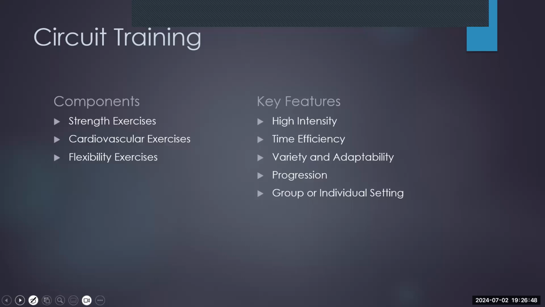The goal being to build muscular strength and endurance. Cardiovascular exercises is going to incorporate aerobic activities, or anaerobic activities to elevate the heart rate and improve cardiovascular fitness. Your flexibility exercise is going to integrate stretching exercises to improve flexibility, range of motion, and prevent injury.